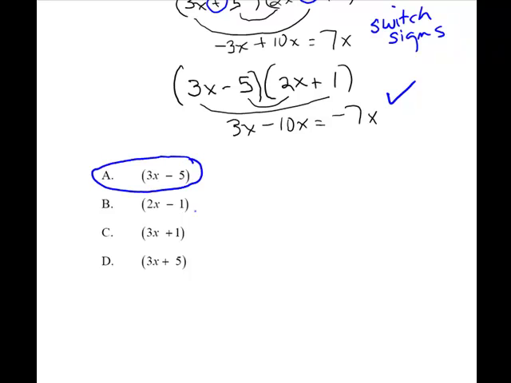Let's make sure none of the others work. Only one should work. 2x minus 1, they're trying to trip you up on the signs there. 3x plus 1, you have the wrong pieces. 3x plus 5, they're trying to catch you on the signs. So A is the correct choice.